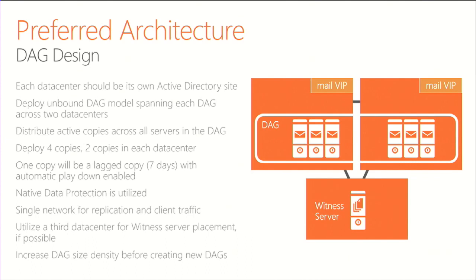I talked about earlier on how the unbound model can get you to an automatic activation event. How that's achieved is by deploying the witness server in a third data center that is connected to the data centers hosting your mailbox servers. This will provide you the means to automatically activate in the event that you have a failure event of your other data center.